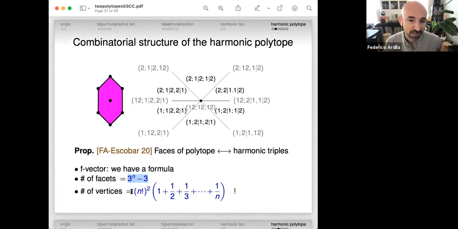So then you say, okay, what hacks do I have to try? And eventually we discovered, wow, is this really the number of vertices? This makes no sense. n factorial squared times the harmonic sum. This does not look like the number of vertices of this polytope.